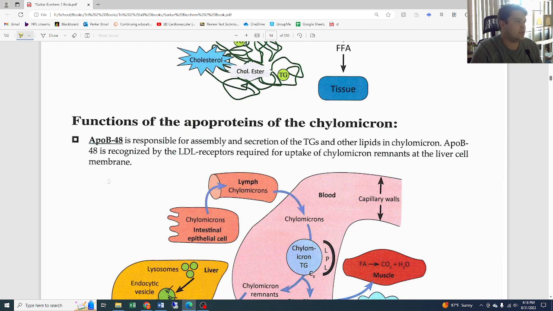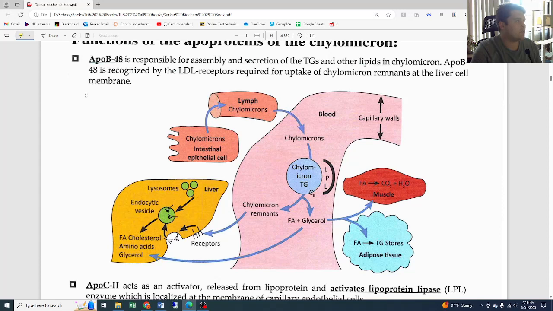Functions of the apoproteins of the chylomicron. ApoB48 is responsible for assembly and secretion of the triglycerides and other lipids in the chylomicron. ApoB48 is recognized by the LDL receptors required for uptake of chylomicron remnants at the liver cell membrane.